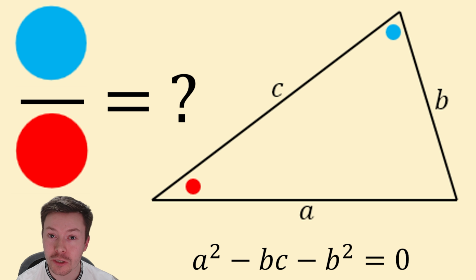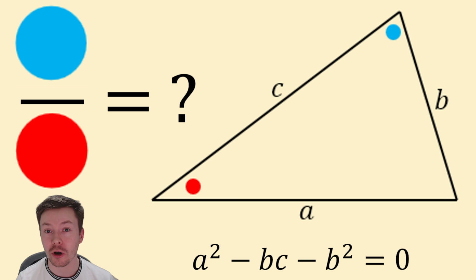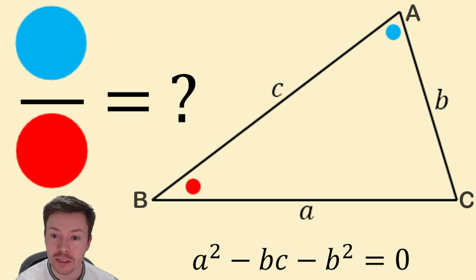Can you solve this problem? Can you find the blue angle divided by the red angle, as you can see in the triangle on the screen? Now we're also given the fact that a squared minus bc minus b squared is equal to 0, and I've labelled the vertices for you so that you can refer to those if you want to in your solution down in the comments below.